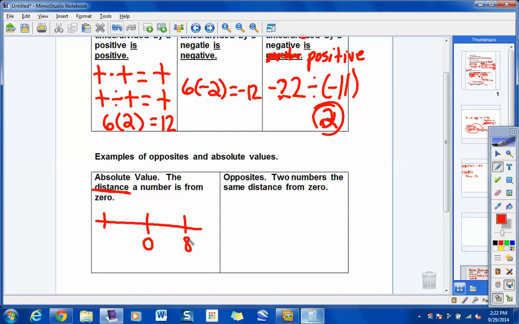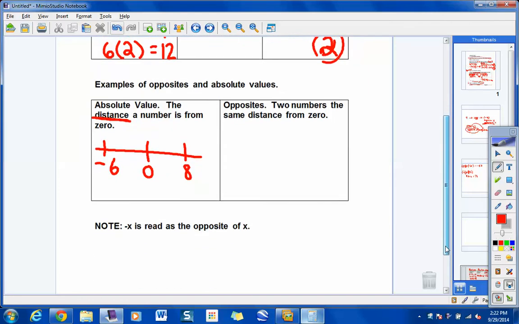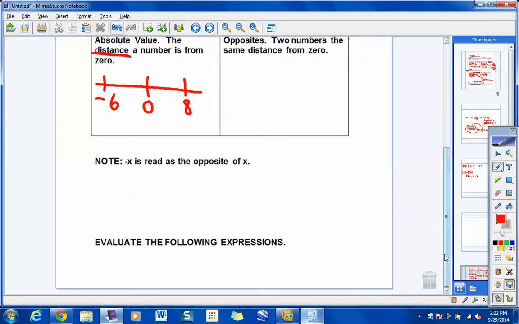Okay. And let's suppose that negative 6 is up here somewhere. Which mark would that be? Left of 0, right? Okay. Guys, when we start talking absolute value, basically I want you to understand it's just a distance from 0. Absolute value is denoted by these bars. So if I say, what's the absolute value of 8? I want to know, what's the distance from 0 up to 8? How far is it?